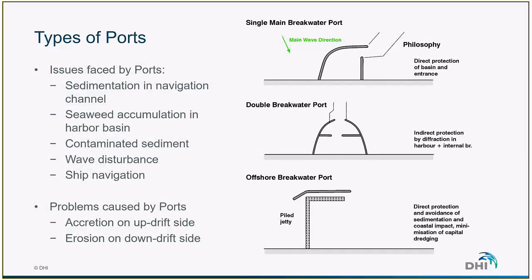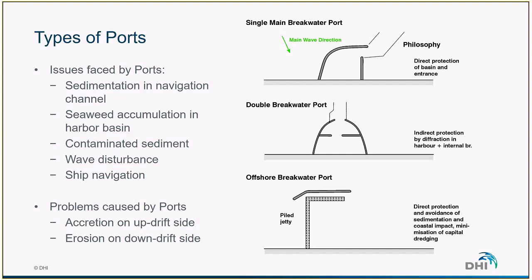We typically distinguish 3 types of harbors, and these 3 types of harbor have different characteristics. The first one is a single main breakwater port, which works by protecting the basins from the main waves by the use of a usually curved breakwater.